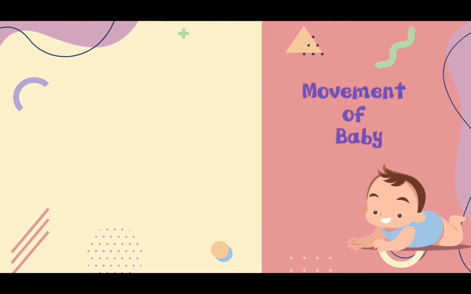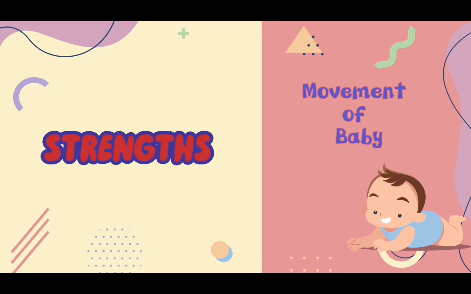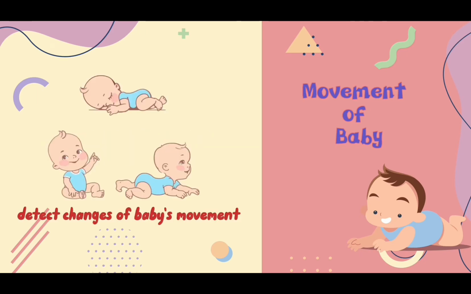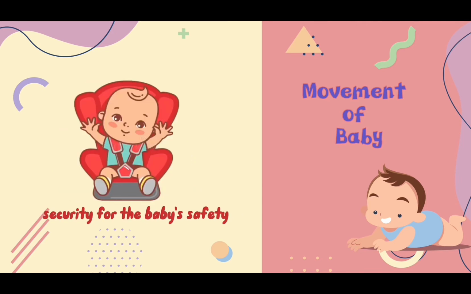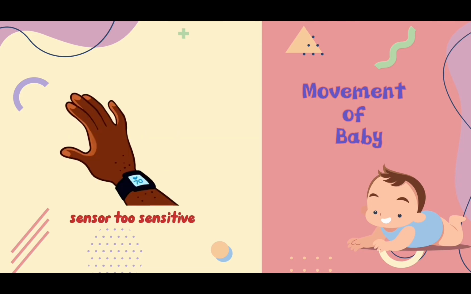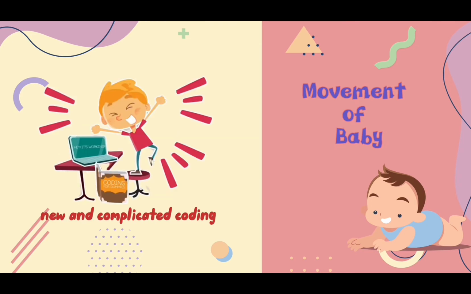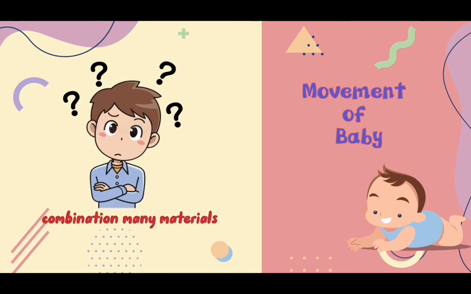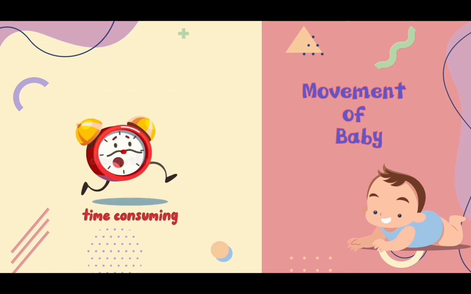Meanwhile, for the second design, which is the movement of the baby, the strengths are it can detect the changes of movement of the baby in the baby cot and provide security for the baby's safety. But the weaknesses are the sensor might be too sensitive to the movement of the baby, it requires a new and complicated coding, it requires a combination of many materials, and it's time consuming.